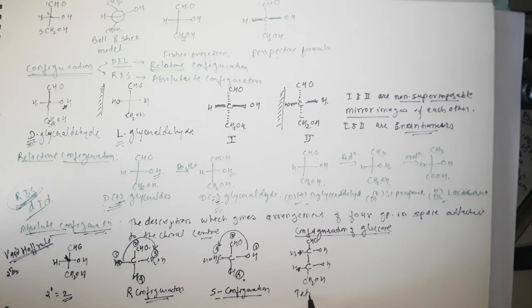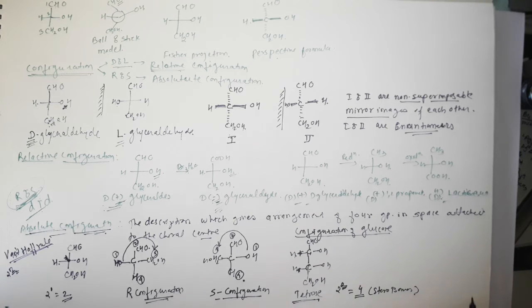This tetrose. So here 2 chiral carbons are present. So 2 raised to the power n, where n is the number of chiral carbons, is 2 squared, so total 4. So this tetrose has a total of 4 optical isomers, or you can say the stereoisomers. So which are those stereoisomers?